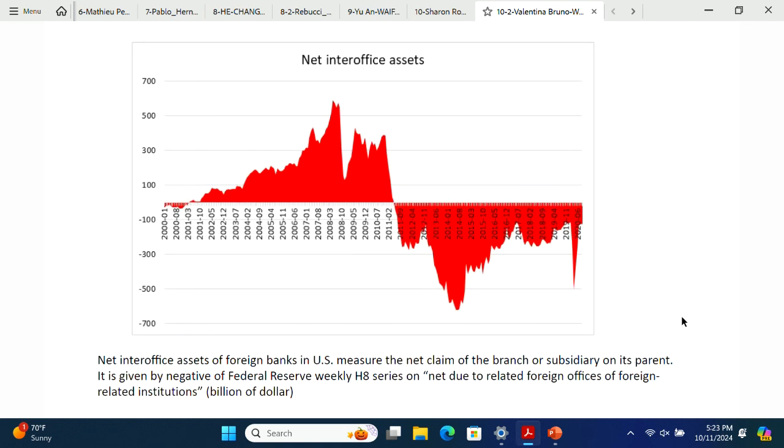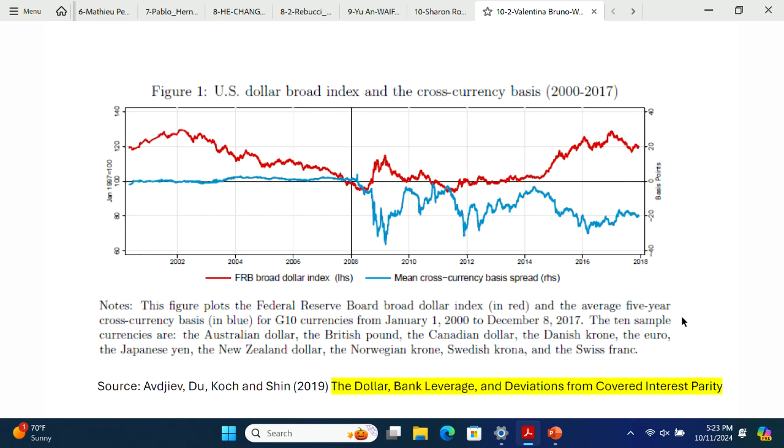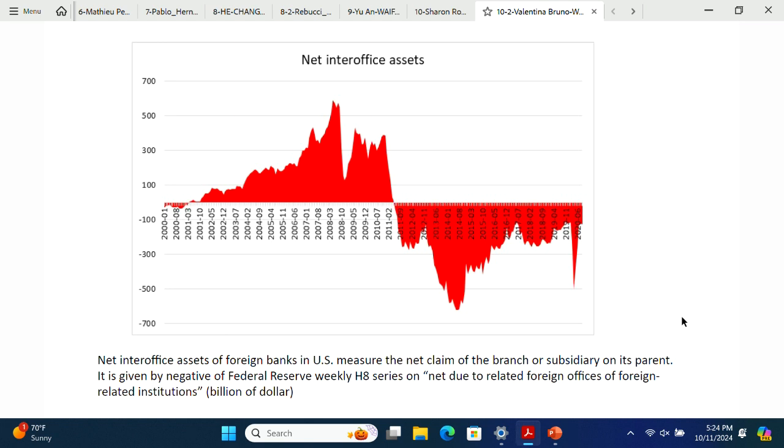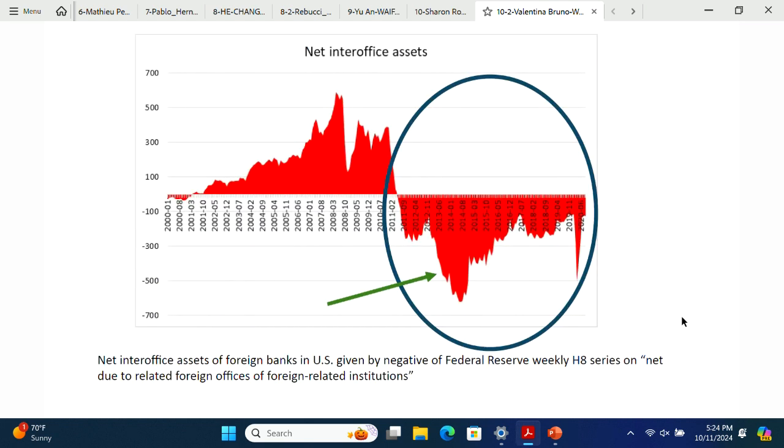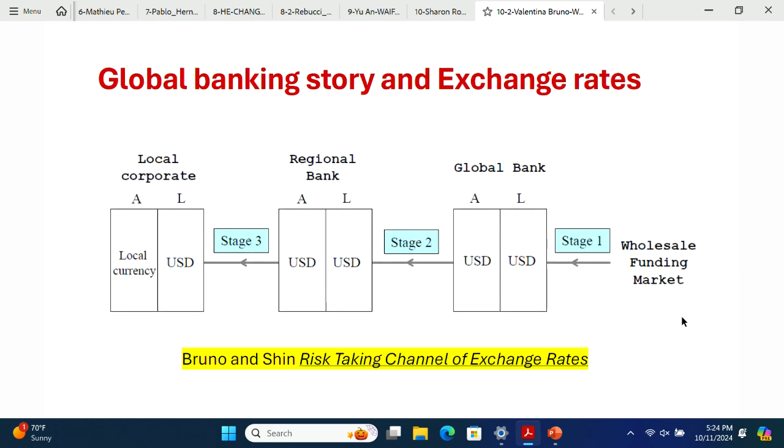Now, we can stay here and discuss over happy hours why it's going on. And the net interoffice assets is the relevant variable that explains why before the financial crisis nothing, and after the financial crisis we see the cross-currency basis. But I will just give you a flavor of what's going on. This is about the global banking stories with a twist of exchange rates. Essentially, banks are going into a self-funding market, channel the funds to the regional banks, which then lend to corporates that have a currency mismatch.